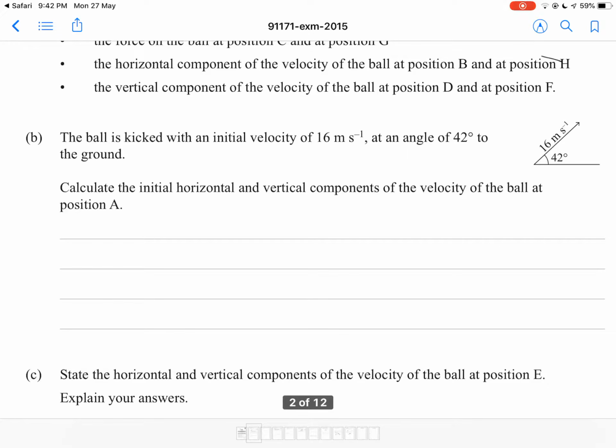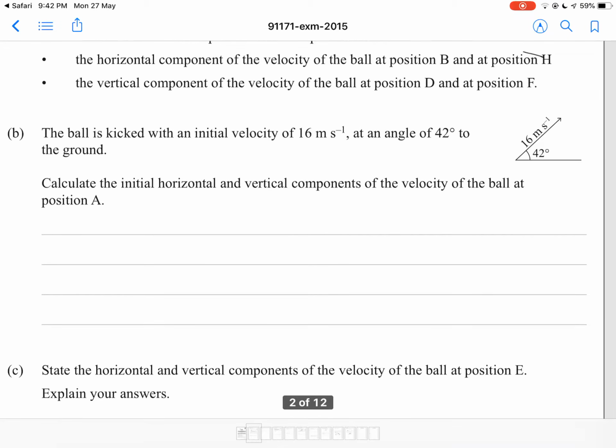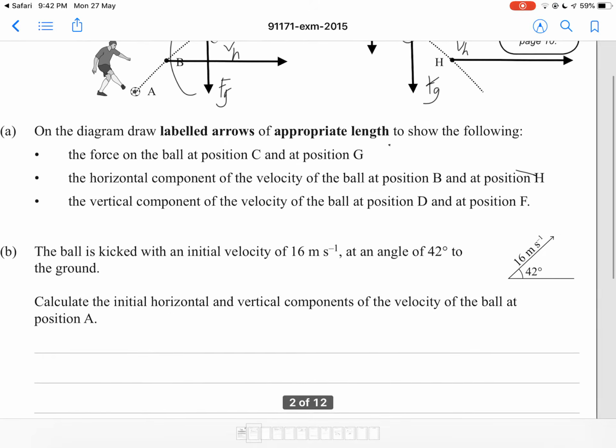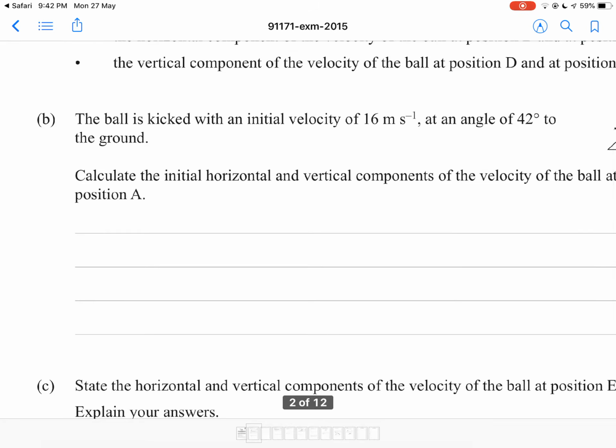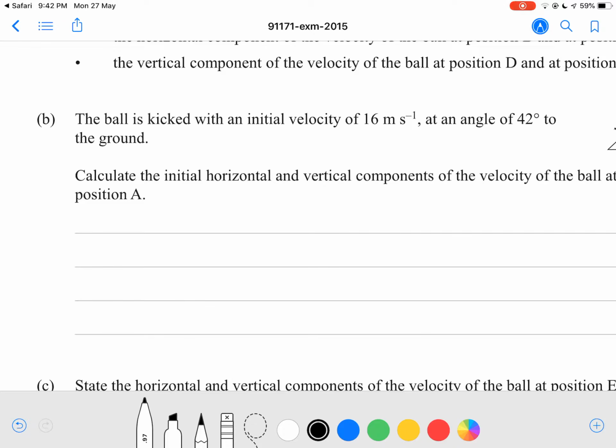The ball is kicked with an initial velocity of 16 meters per second and an angle of 42 degrees to the ground. Calculate the initial horizontal and vertical components of the ball at position A. Position A is just at the very start. So at the very start, we're going to use Pythagoras theorem to work out the initial vertical velocity and the initial horizontal velocity.